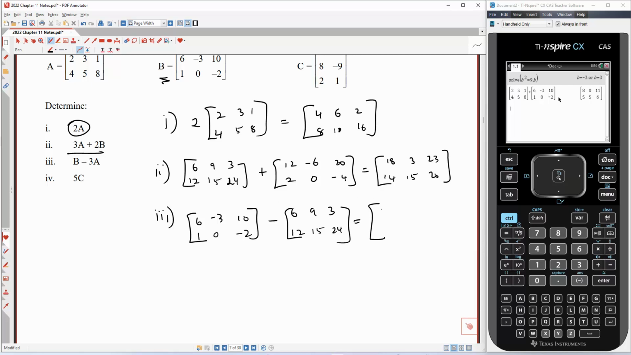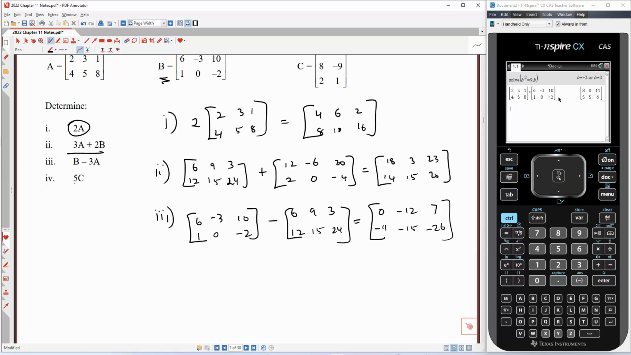All right, so again, if you're not great with directed numbers, use the calculator for this one. So 6 take 6 is 0. -3 take 9 is -12. 10 take 3 is 7. 1 take 12 is -11. 0 take 15 is -15. -2 take 24 is -26.